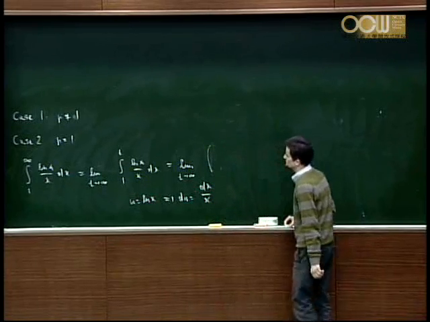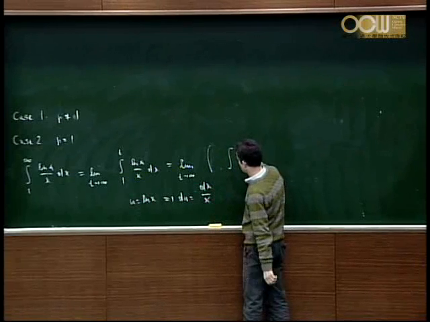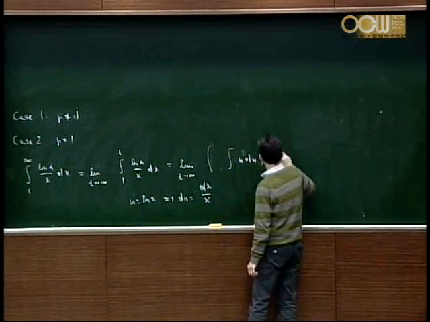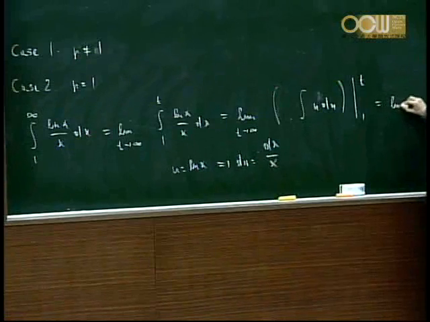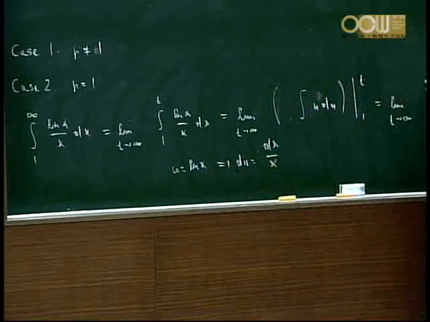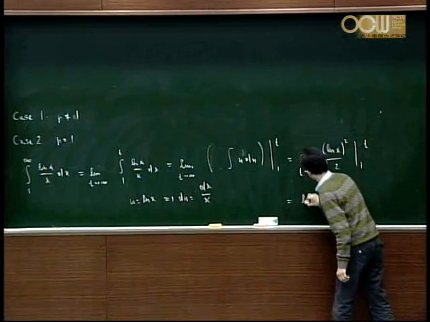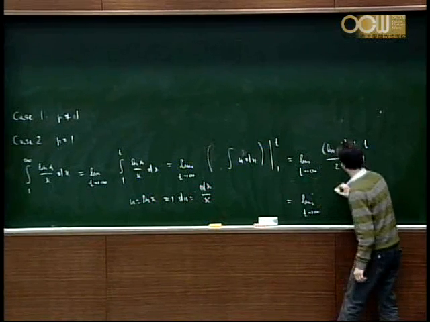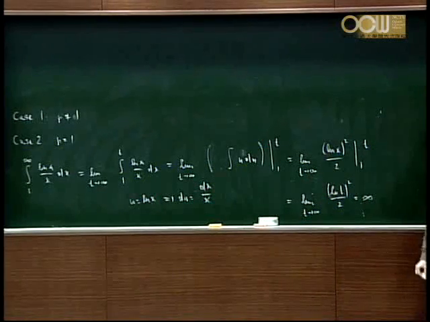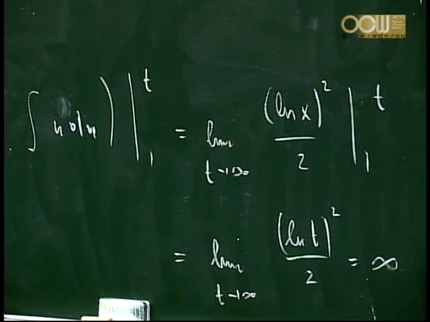Let's first compute the improper integral, the indefinite integral. So what we have is the integral of just u du, with limits 1 and t. So this is the limit as t tends to infinity. Now we have u squared over 2, but for u we have ln of x. So we have (ln x) squared over 2, now with limits 1 and t. So we have the limit as t tends to infinity of (ln t) squared over 2. This is clearly infinity. So also in this case, we have divergence.